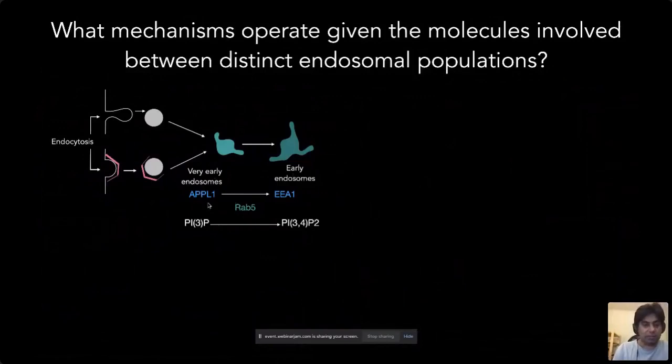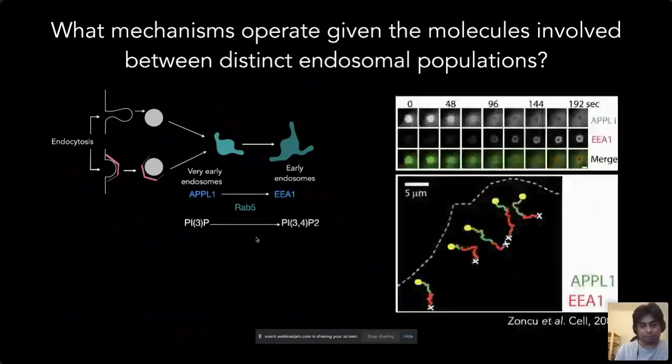So we're simply going to look at three proteins in this talk. One is APPL1, that binds to PI3P. The other one is EEA1, which has a special structure, which I'll explain as we go through the talk, and RAB5, which generally marks the very early endosomes and the early endosomes. Through this process, there is a phosphoinositide conversion that happens. So PI3P gets converted into PI(3,4)P2 by means of INPP4A.